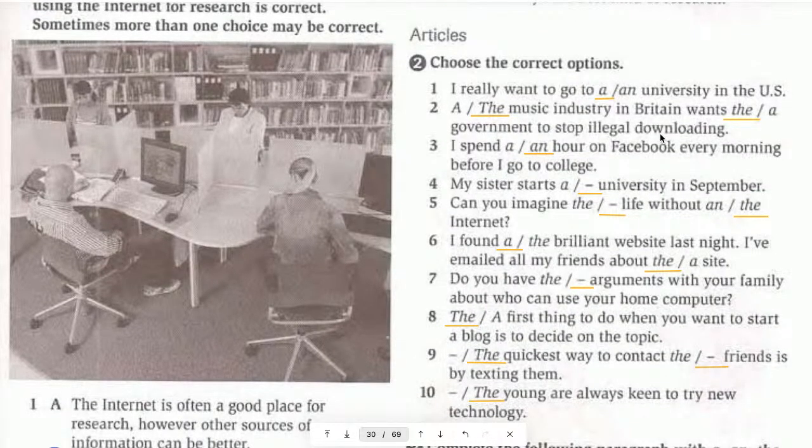Have you finished? Okay. Now number 1. University. Guys, why do we have to use a, not an? Yes, university, because the way we pronounce it, the 'you' sound, that's a consonant sound. So that's why we have to use a university, not an university. Okay.